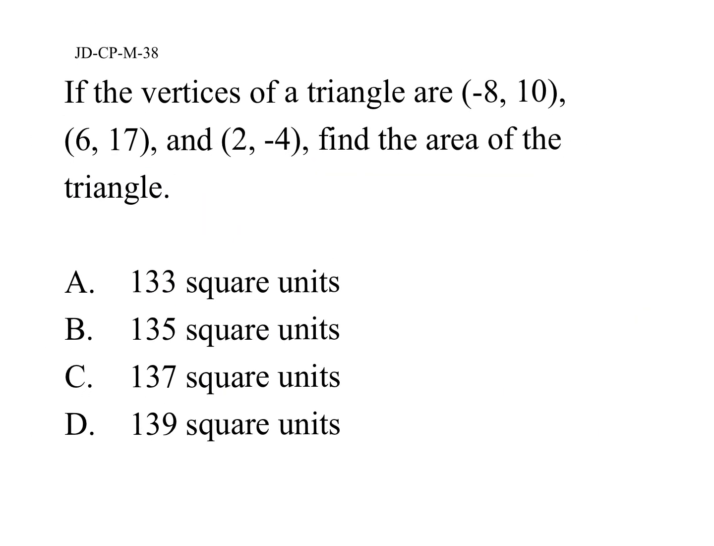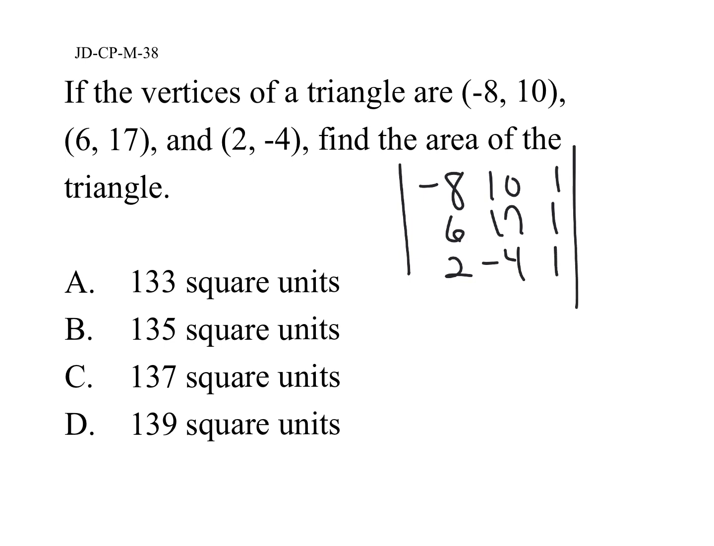So 38, kind of the same idea. Negative 8, 10, put a 1 next to it. 6, 17, 1. 2, negative 4, 1. And then we'll rewrite the first two columns again: negative 8, 6, 2, 10, 17, negative 4. And then we'll do our diagonals.